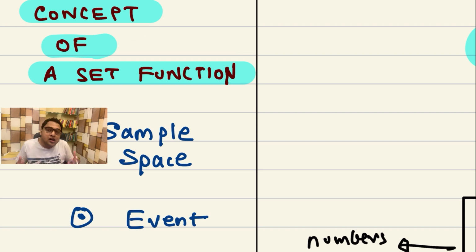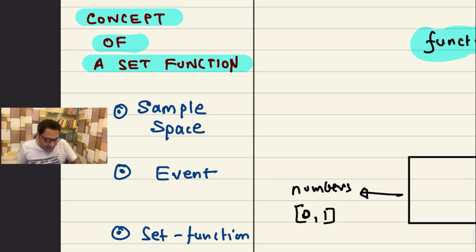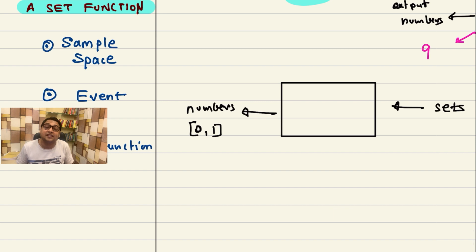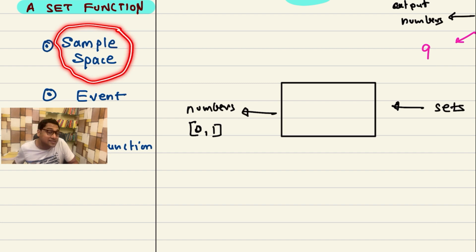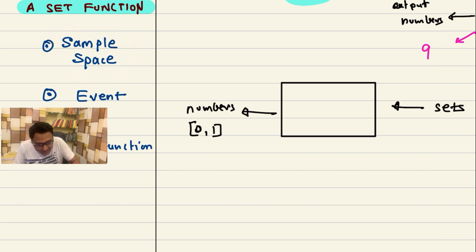In the world of probability, there are certain sets and subsets which are always associated with the problem. The first set to think about is the sample space. This is just a set, nothing else. It's just a set. So I'll give you one example.